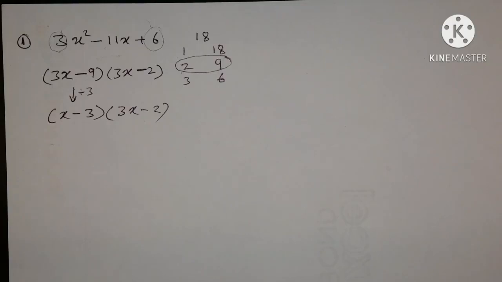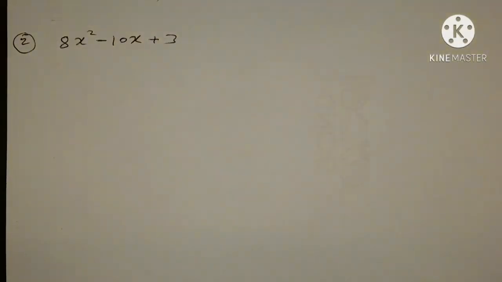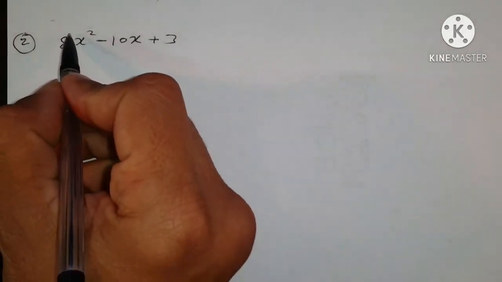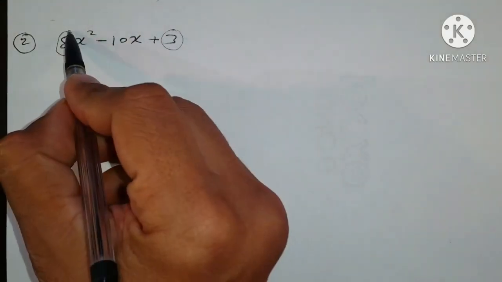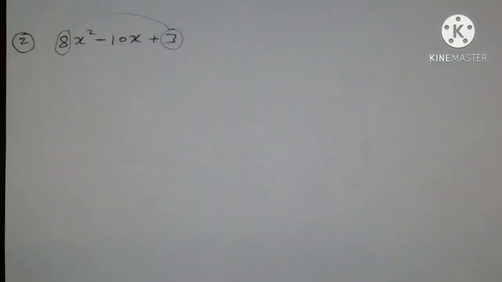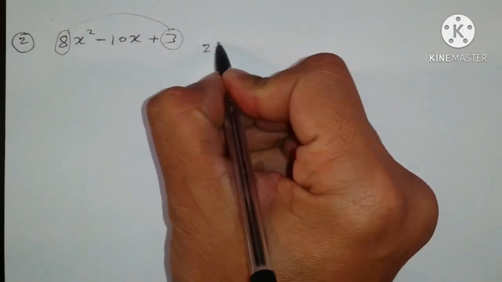I'm going to solve 2 more questions just to make things easy for you. This is the second one now, which is 8x squared minus 10x plus 3. We are going to factorize this again, applying the same method. Follow that, please. First coefficient and the last one, we multiply them, which is 8 times 3, which is 24. We write 24 here.